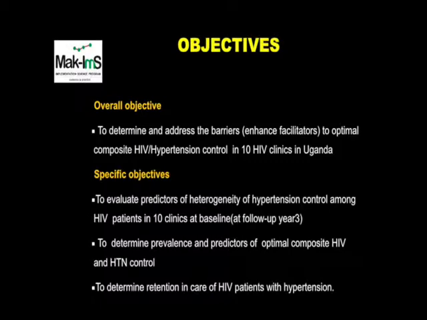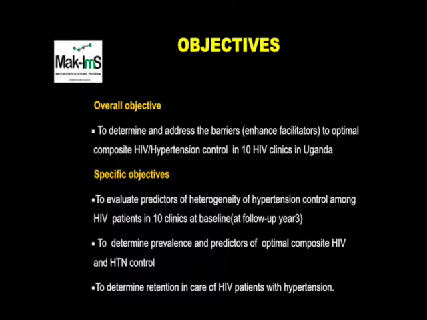So my overall objective is to determine and address barriers to optimal composite HIV and hypertension control in the 10 clinics. The specific objectives: I've looked at this data, and this study has been ongoing for about 4 years. I'm taking our follow-up year 3 data as baseline data, and that's the data we used to look at that composite of 67%. But I went back to look at the data again in preparation for this about a month ago, and I observed there's a lot of heterogeneity in the control across the 10 clinics.